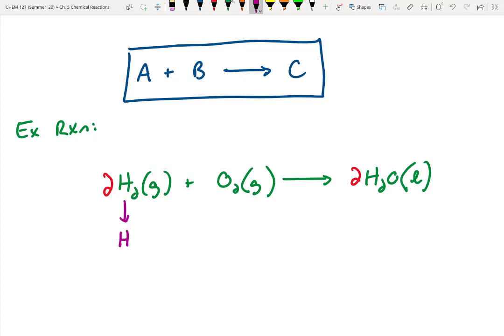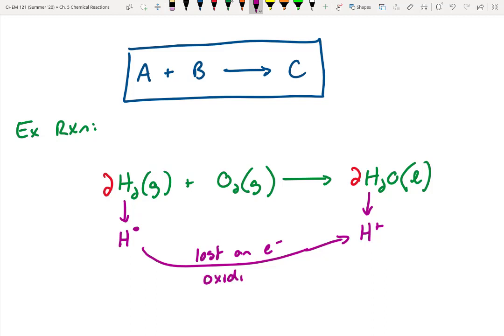So over here, this is elemental. It's by itself. So this is going to be H0. And over here, this is hydrogen that's now going to be treated as ionic. So it's going to be H+. We can immediately tell, without even looking at the oxygen, that electrons have been moved around, right? In this case, the hydrogen looks like it lost an electron, which means it was oxidized. Okay, so a combination reaction in this case could be a redox reaction.